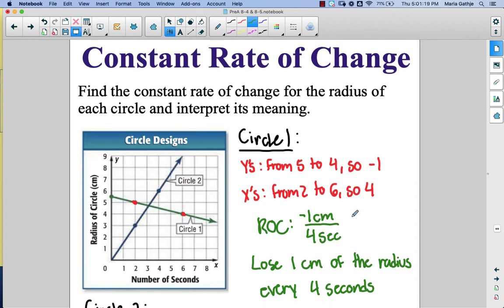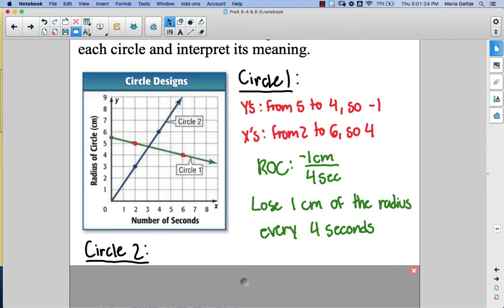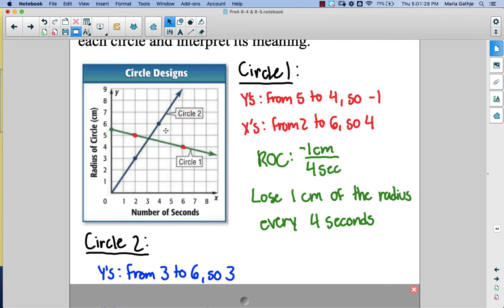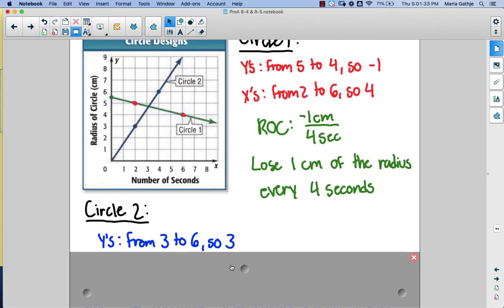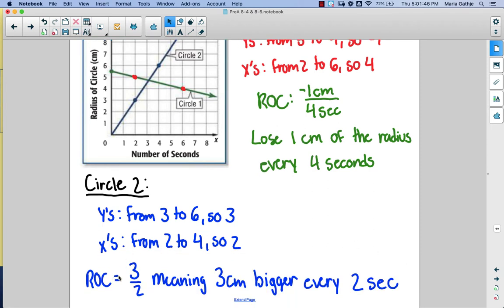I want you to go ahead and now do circle 2. So starting with the y's, what do we have for the y's? For the y's, we're going from 3 to 6, so a change of 3. Now I want you to do the x's. So from 2 to 4 gives you a change of 2. Now I want you to state the rate of change with its meaning. So we have our rate of change of 3 over 2, which means 3 centimeters bigger for every 2 seconds.